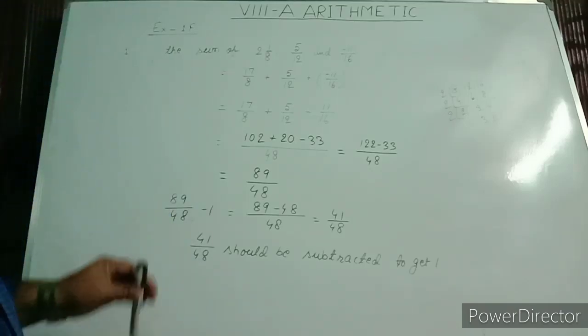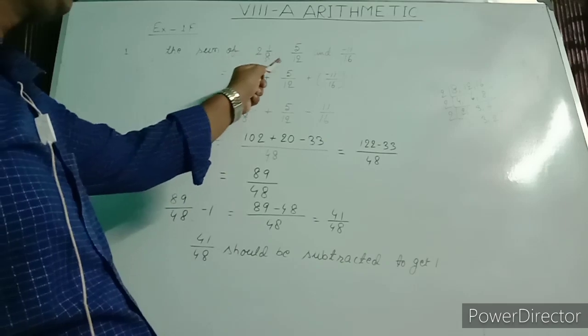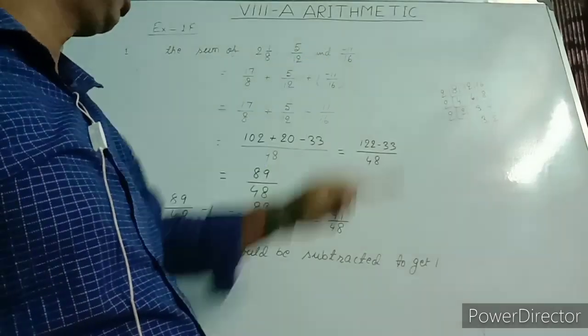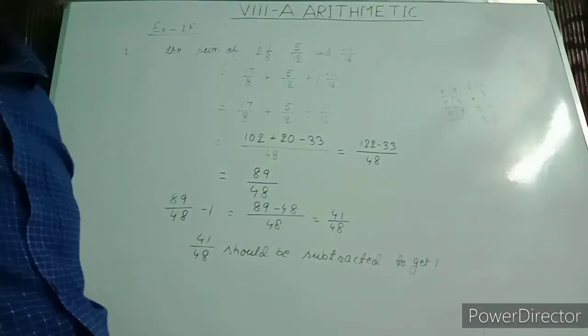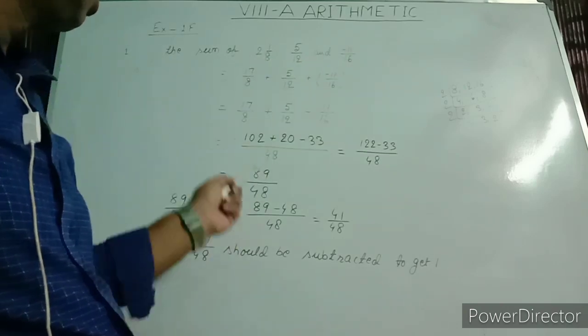Exercise 1F, question number 1. What should be subtracted from the sum of 2 and 1 by 2, 5 by 12 and -11 by 16 to get 1? So first of all, I got the sum of these three rational numbers.